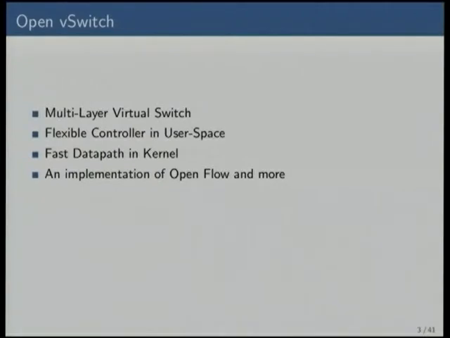It's a software implementation. It's purely software. It runs on commodity hardware running Linux. It has a controller running in user space. So this is the decision-making engine. It has the data path in the kernel, so this is what actually passes the packets around, and it's quite fast. Perhaps not as fast as a hardware switch might be, but as fast as Linux networking is. It's an implementation of a protocol called OpenFlow, but it actually implements a lot of features which aren't in OpenFlow.